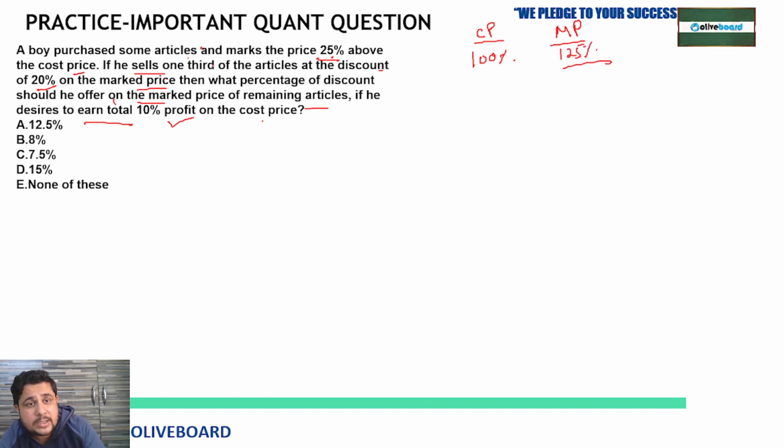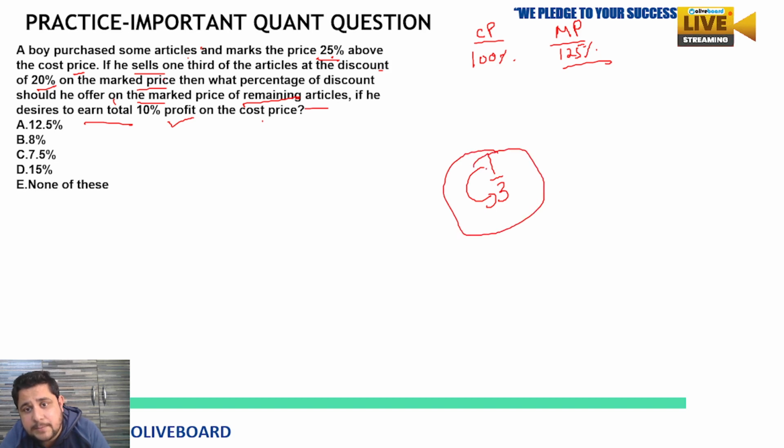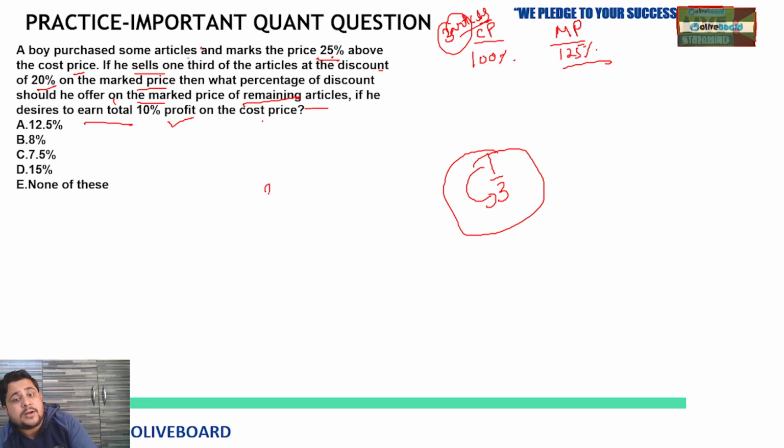If he sells one third of the articles, and then they have said the remaining articles also. So one third means one out of three. This represents that only. So we can assume the quantity because it is not given. So we are just assuming three articles. Why can we apply this? Because no quantity is given, so you can assume any quantity that is a multiple of 3.